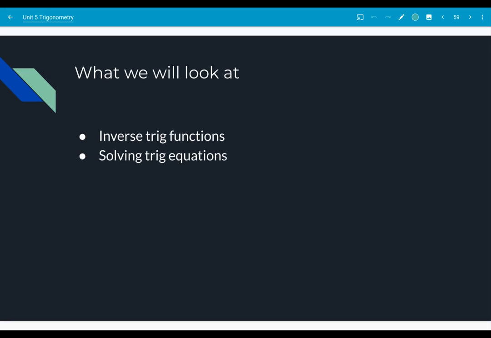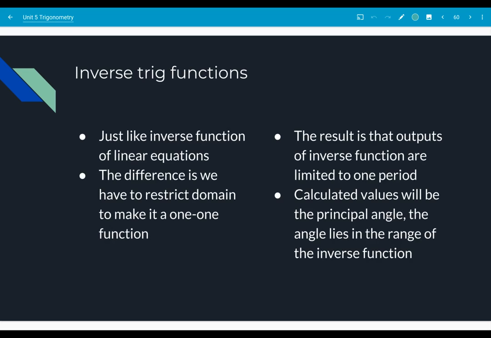In this video, we're going to look at solving trig equations. So our inverse trig functions are just like the inverses of regular functions. If we take the sine of x and plug that into the sine inverse of x, we're going to get out the value of x. It's the same idea. The main difference with inverse trig functions is they don't pass the horizontal line test, so we have to restrict the domain to make it one-to-one.